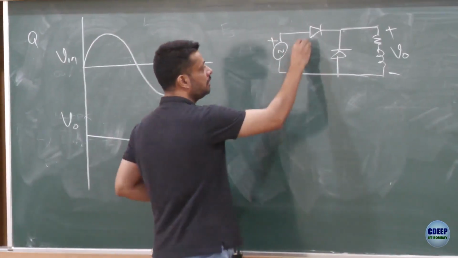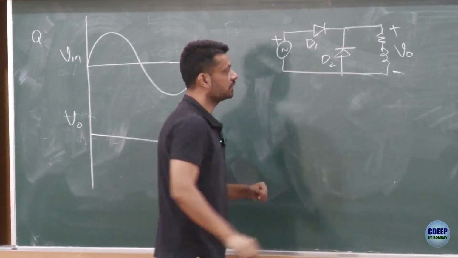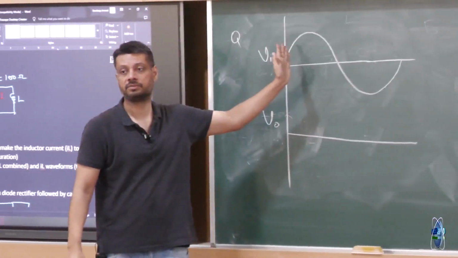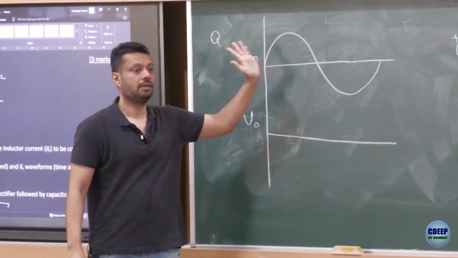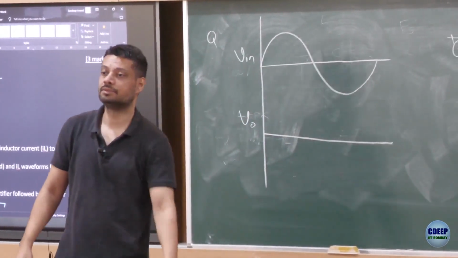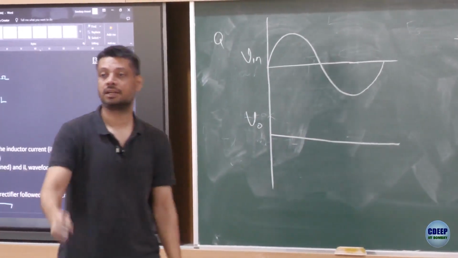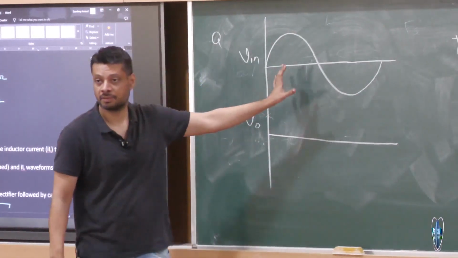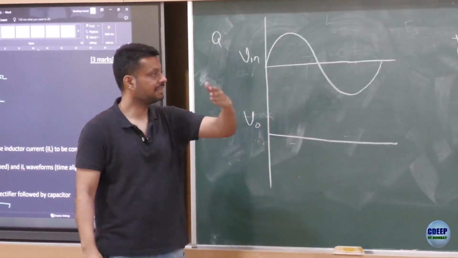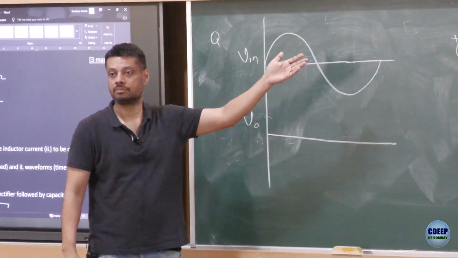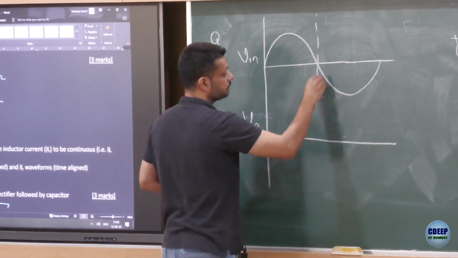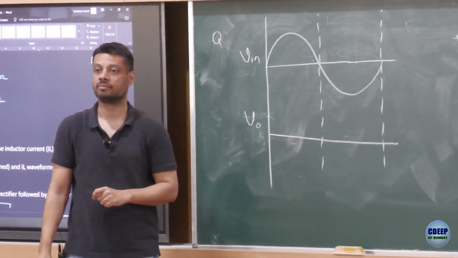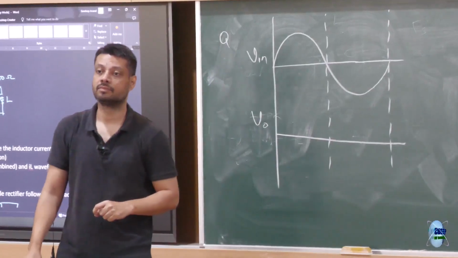These two diodes, D1 and D2, which of the diodes will conduct, D1 or D2, when the input voltage is positive in the first half? D1 will conduct, right? And why would D1 conduct? Why will D1 conduct? Somebody said D1 will conduct when the input voltage is positive in the first half. Why do you think D1 will conduct? Why?